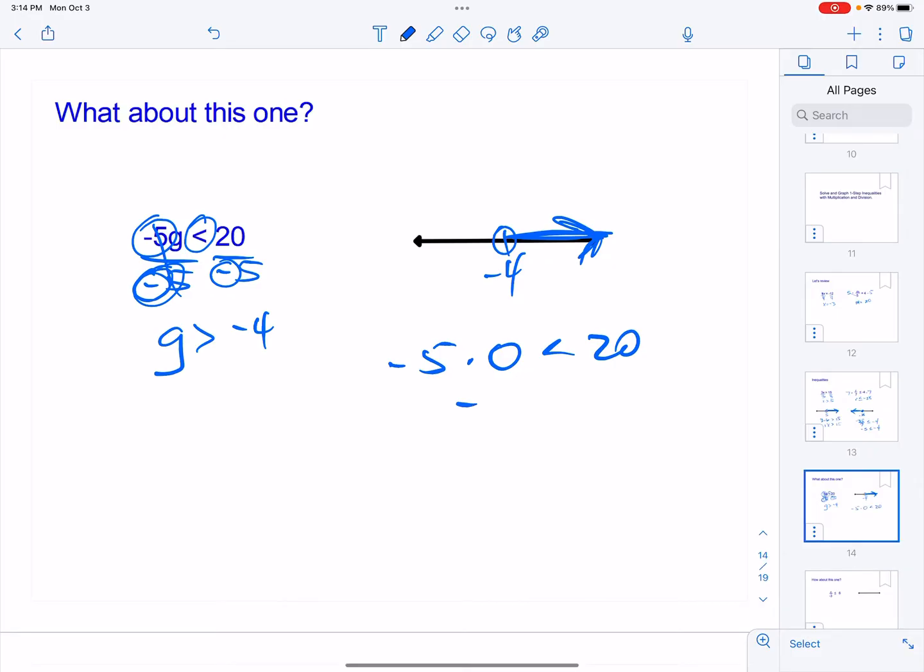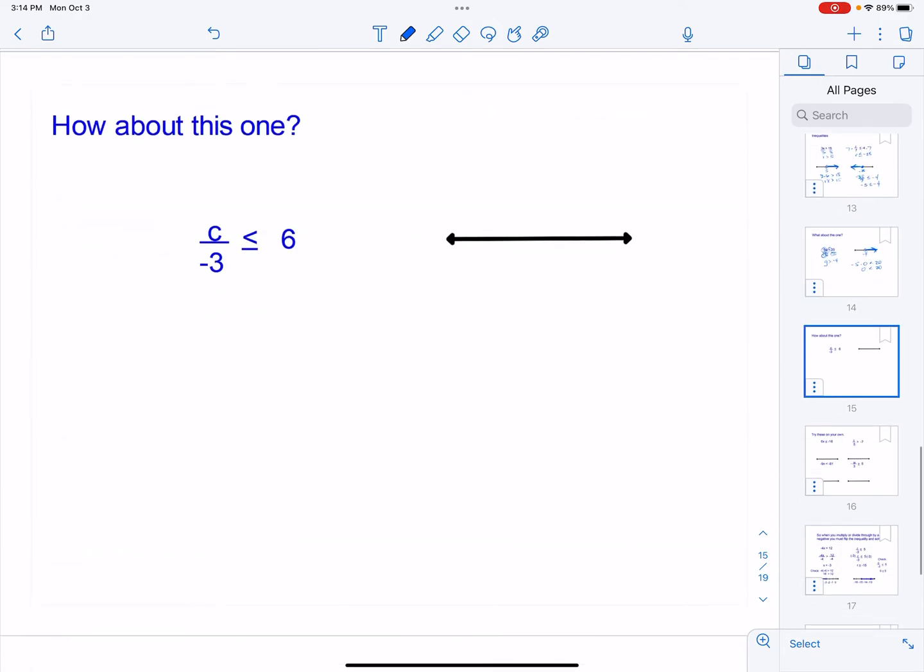Negative 5 and 0 make 0. What am I thinking? I'm thinking about something else. Okay, negative 5 times 0 makes 0, and is 0 less than 20? And sure enough, it is. Let's do another one real fast.